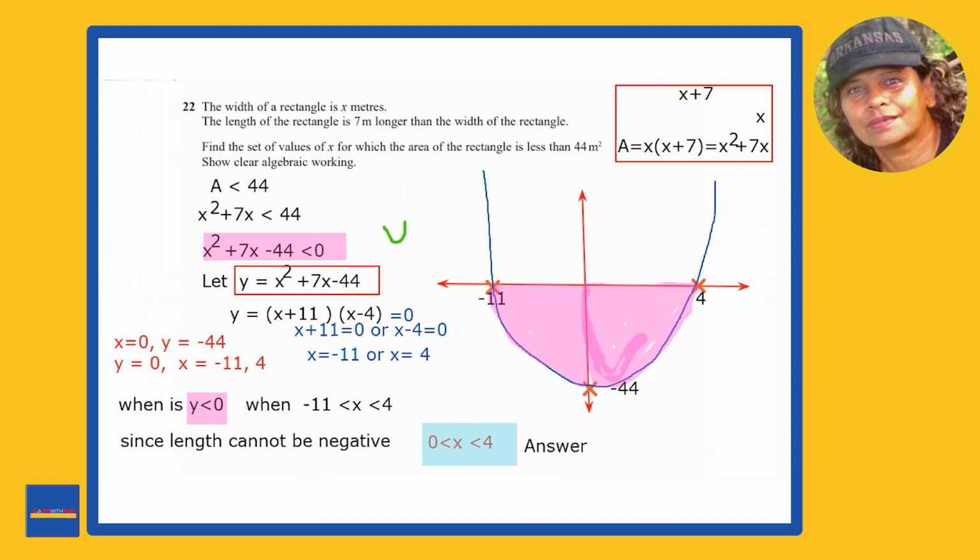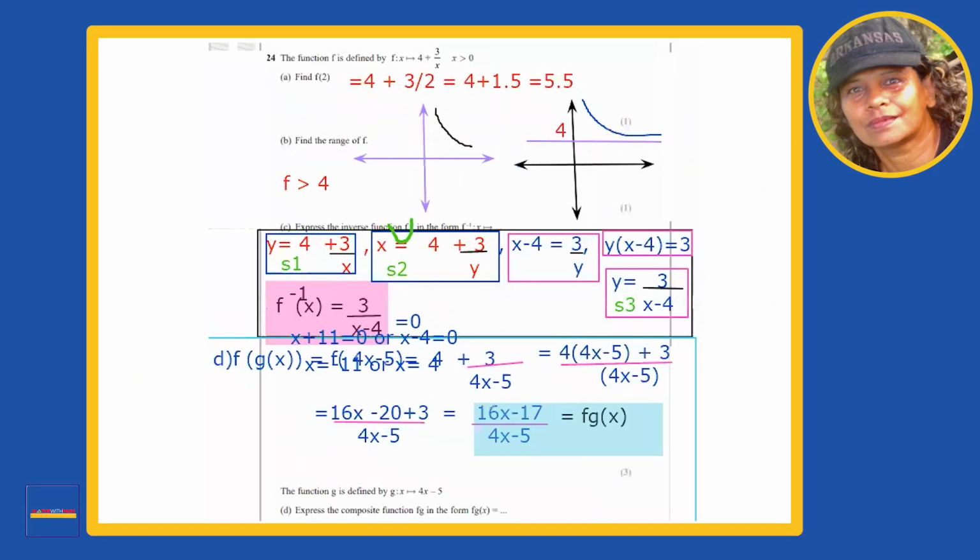Let's move on now to the next question, and we're going to look at question 24. Now if you look at question 24, they have given us a reciprocal graph. The function is 4 plus 3 over x. The first part of the question, A, is to find f of 2. That's easy enough. We simply substitute 2 in the function. So we have 4 plus 3 over 2, which is 5.5.